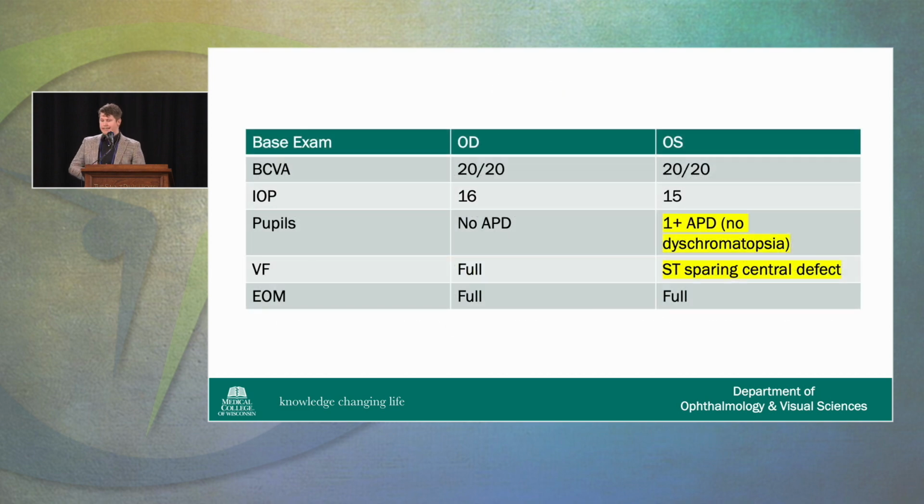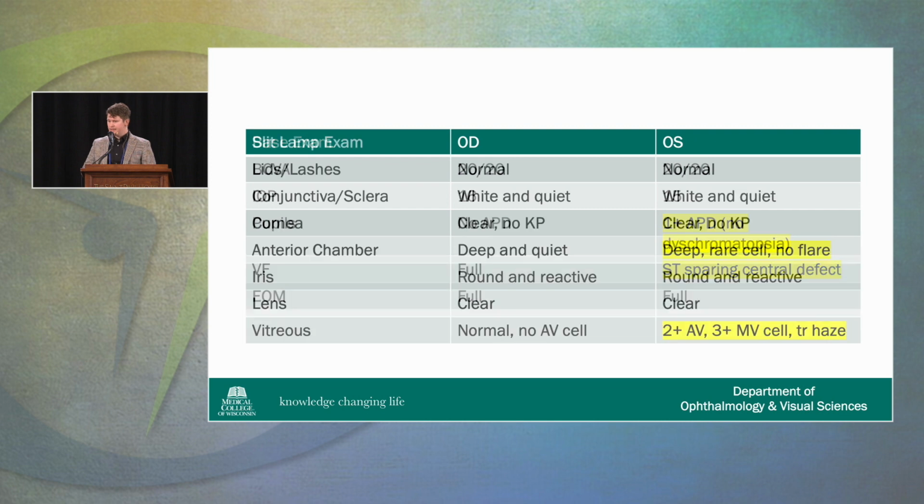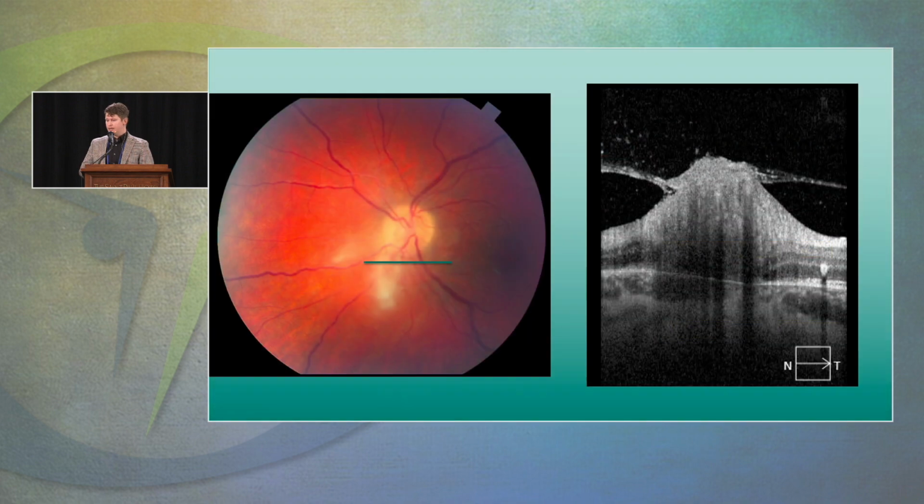So on exam, she has an APD. She has a superior temporal sparing central defect. She's deep with some rare cell. She has 2 plus AC cell, 3 plus midvit cell, like we were talking about. There's a little bit of haze, and then off of her nerve, we see again this picture of a full thickness indolent retinitis radiating from the nerve, no pigmented lesion in this case. And we see on this OCT over the nerve a lot of posterior vitreous cells coating that nerve. So you can see that it's a uveitic process if you see cell.